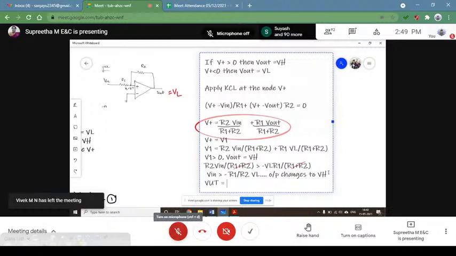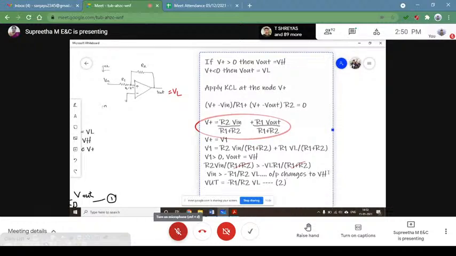VUT is equal to minus of R1 by R2 into VL. So let me call this equation to be equation 2.